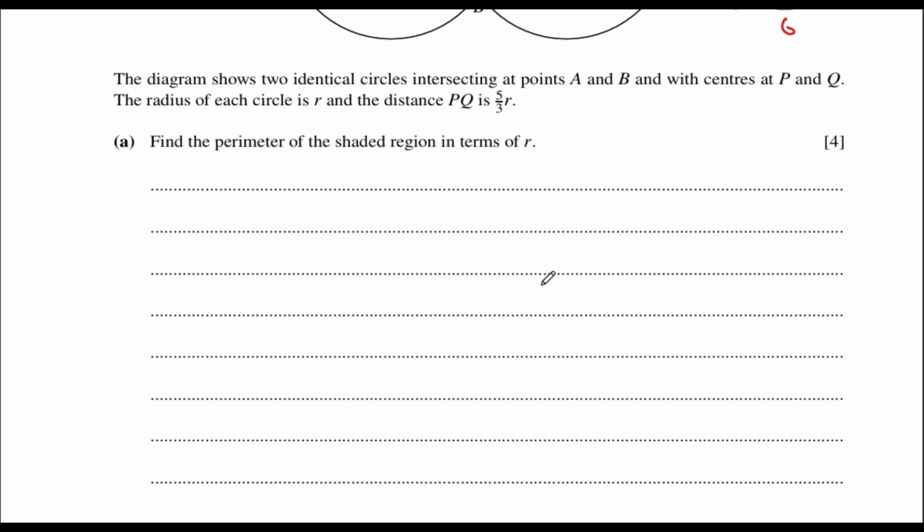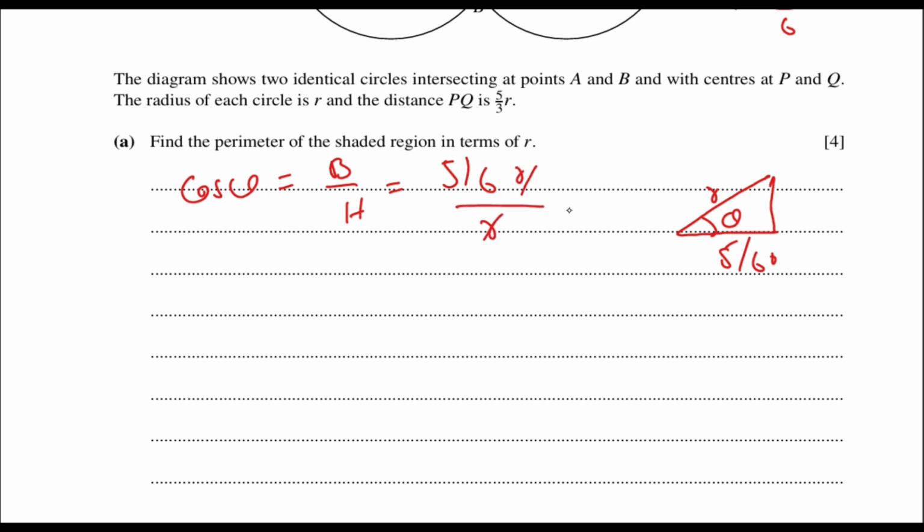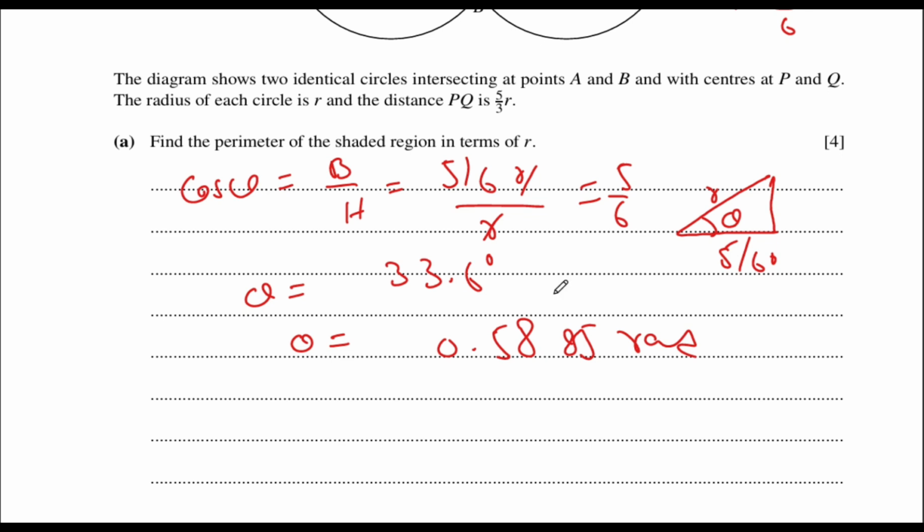Okay, first of all, the triangle that we have made inside will look like this. The base is 5/6 r, the hypotenuse is r, and angle theta is here. We will use cos theta. Cos theta is equal to base over hypotenuse, and we have base 5/6 r over r, the r will cancel out, so we will have 5/6. Theta will be equal to 33.6 degrees, or in radians we will have 0.58857 radian.